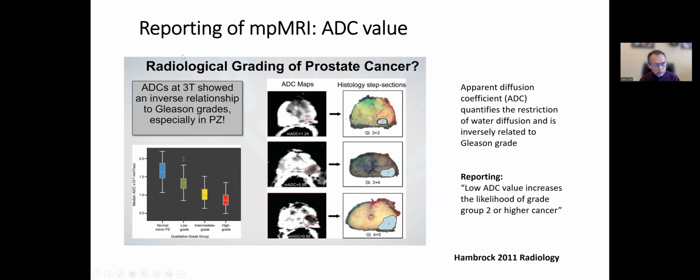So you can argue that they are also, to some extent, venturing into providing grading of the prostate cancer. You might see in the reporting that there is a low ADC value, which increases the likelihood of grade group 2 or higher prostate cancer. That would be the typical language that we encounter in our reporting at our center by our radiologists.